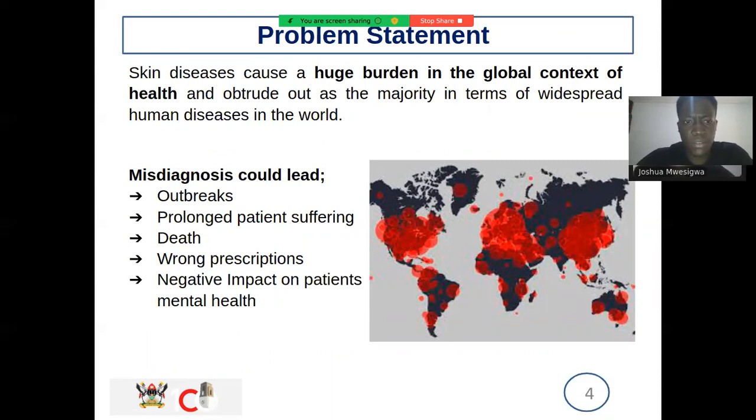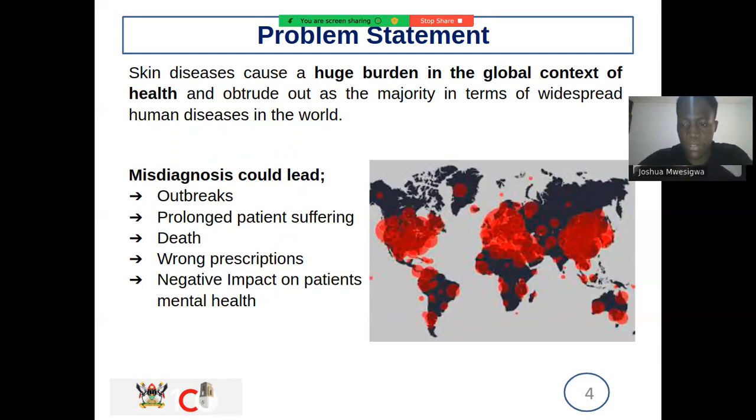Most especially if we're talking about misdiagnosis, what could misdiagnosis lead to? Misdiagnosis could lead to outbreaks. It could lead to prolonged patient suffering. It could lead to death. It could lead to wrong prescriptions given to patients by doctors. More on the outbreak point.